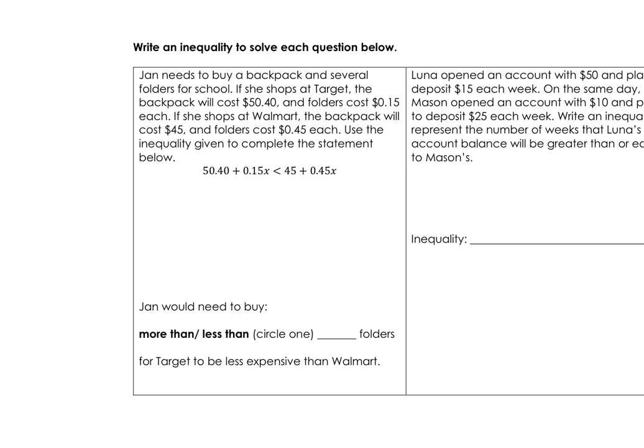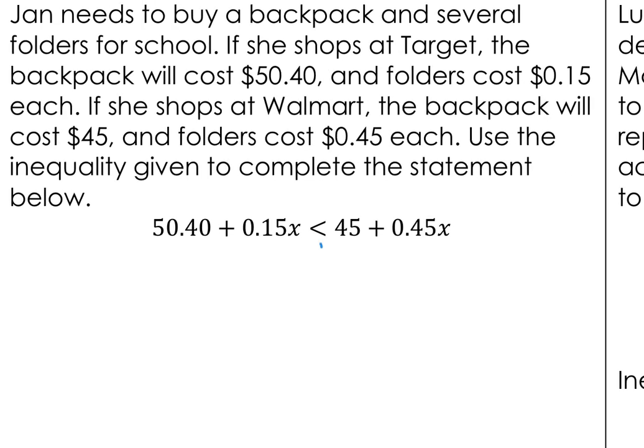So yes, they've given us this whole story problem about going to buy school supplies, but they've already given us the inequality. So what we're going to do is solve this inequality and then be able to fill this out. Jan would need to buy more than or less than blank folders for Target to be less expensive than Walmart. So that's why we've got this Target expression is less than the Walmart expression. Solving it, the first thing we're going to do is collect our x's on the same side. And again, I like my x's to always come to the left so that my inequality is easier to graph.